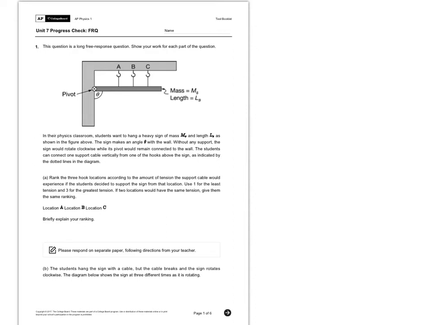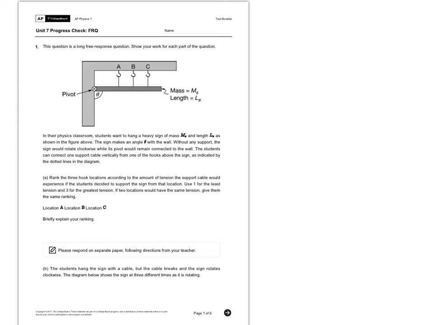Here's the Unit 7 progress check for rotational. The first question was one of the longer ones. The second one was the shorter, I think, paragraph one. We'll look at it in a second. So starting with the first one, it's a basic question about equilibrium. It shows the pivot, it shows 3 tensions, and it's at rest.